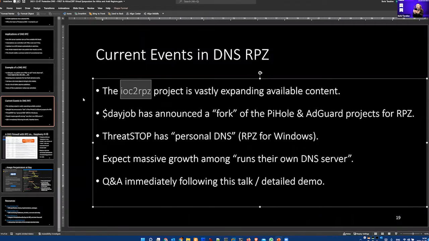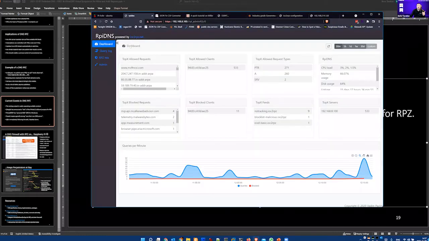So we would have two systems. If you use, for example, Pi-hole or AdGuard, you would use their feeds plus RPZ from Farsight. This is how I built one of my recursive DNS servers. Another one is on IOC2RPZ. I am happy to show you that.